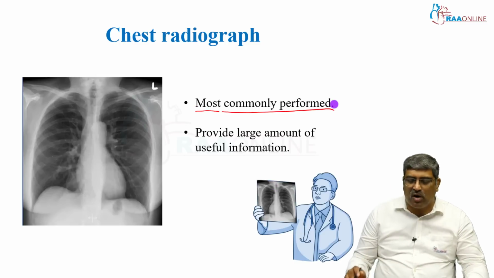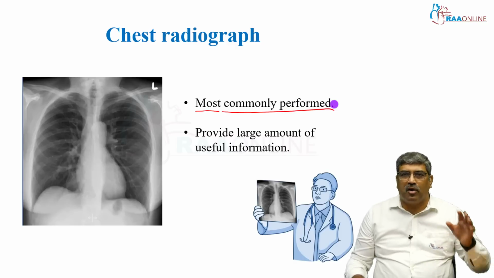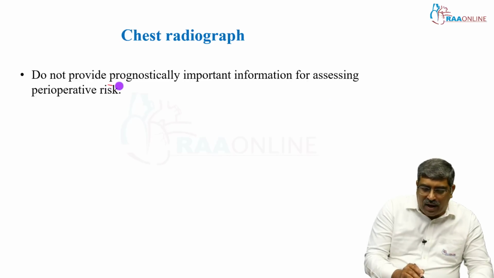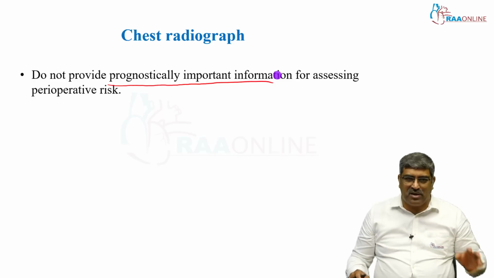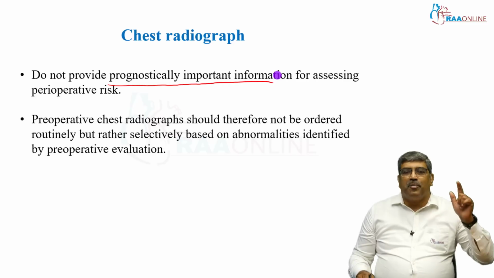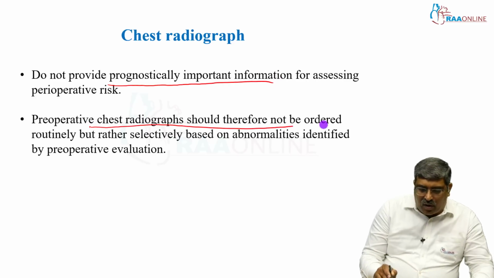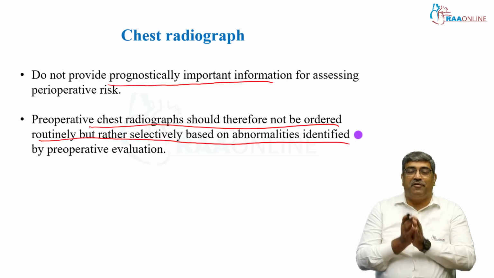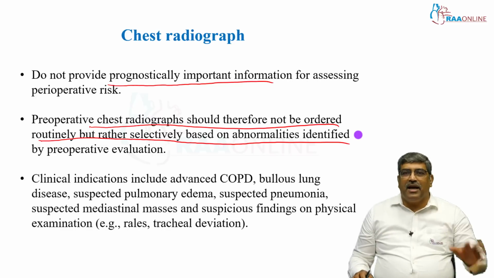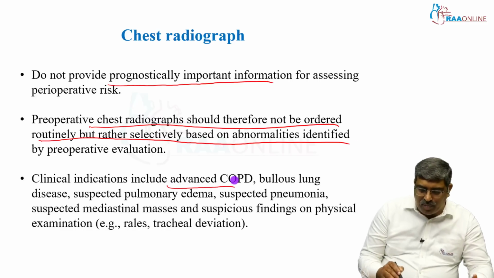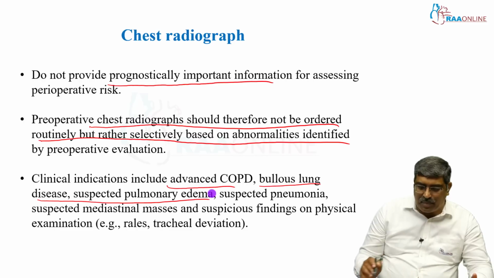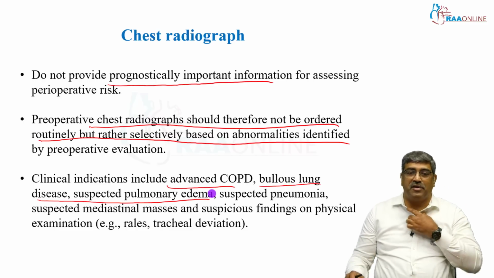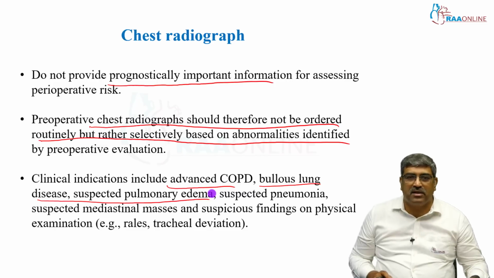that is the chest X-ray. It is most commonly performed and provides a lot of useful information in the perioperative period. But it does not provide prognostically important information for assessing perioperative risk. A preoperative chest radiograph should not be ordered routinely but rather selectively, based upon the abnormalities identified by the preoperative evaluation. Clinical indications for chest X-ray include advanced COPD, bullous lung disease, suspected pulmonary edema, suspected pneumonia, mediastinal mass, suspicious findings on physical examination, and patients having tracheal deviation.